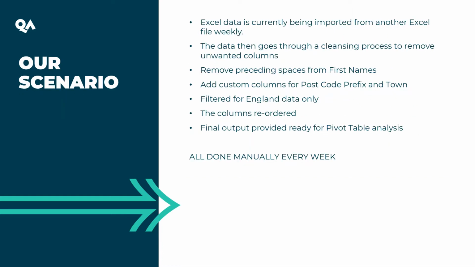In our scenario, we're going to look at a situation where Excel data is currently imported manually on a weekly basis. In doing that, we have to go through various data cleansing processes to remove unwanted columns. We have to tidy up some rogue spaces in front of the first names. We have to create additional columns for a postcode prefix and a postcode town, and then filter it for just the England data, removing the Aberdeen data.